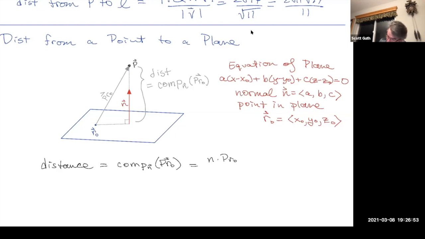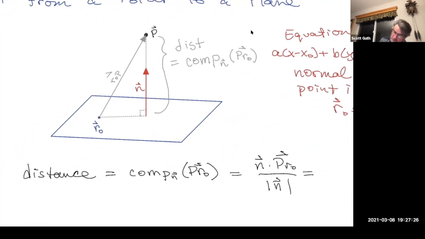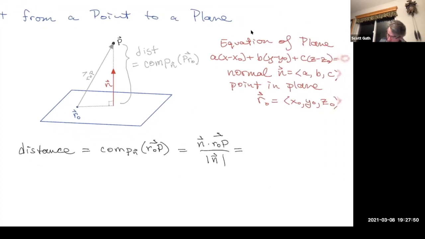over the magnitude of n. Yes, that's all you have to do. And if you want, you can remember that PR naught should really be R naught P, because it goes from R naught to P. So I apologize for that. You can leave it or not. It technically goes from R naught to P. So here I am apologizing again. So it goes R naught P. And I'm going to fix that in the other locations as well. Like that. And almost done.